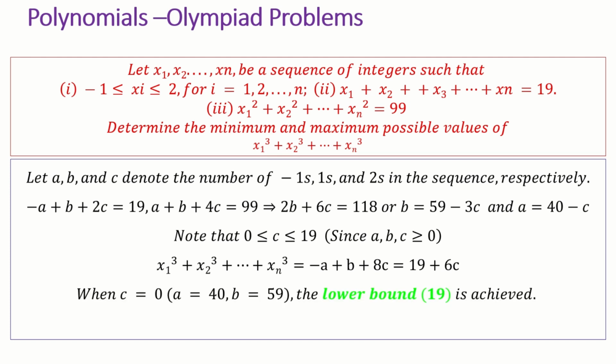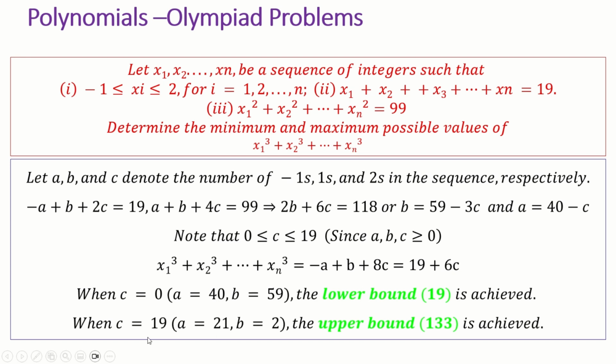Correct. So the lower bound is at C equal to 0. At C equal to 0, the value is 19. So 19 is the lower bound. And the upper bound is at C equal to 19. I'll get 133. So this is the lower bound and upper bound for the given cubic expression. Okay, so understand polynomials in this way. Let's see more problems.